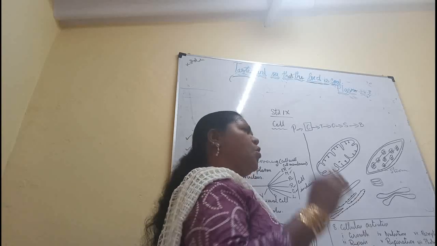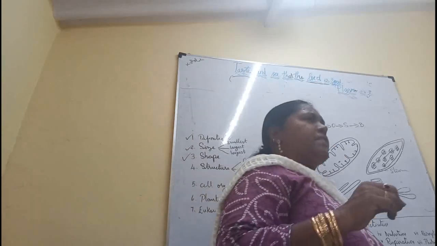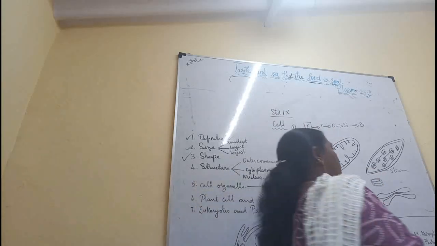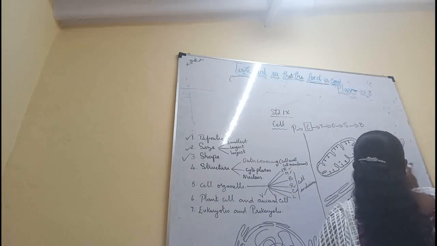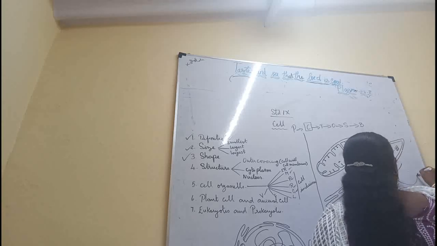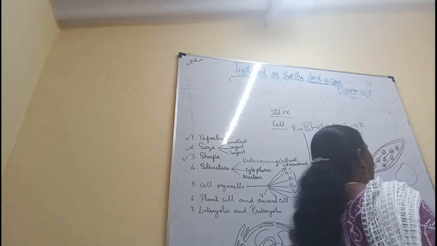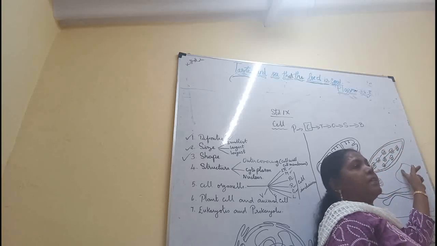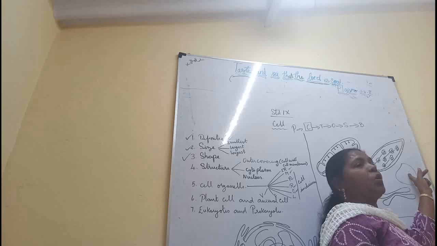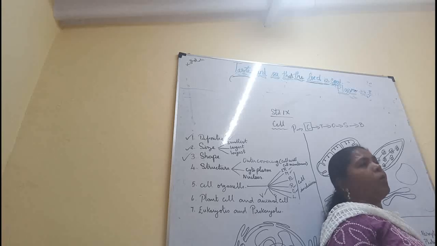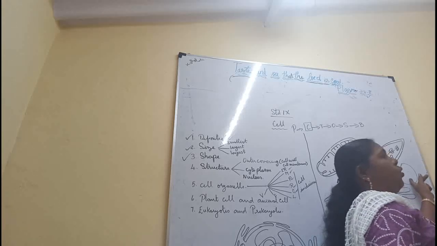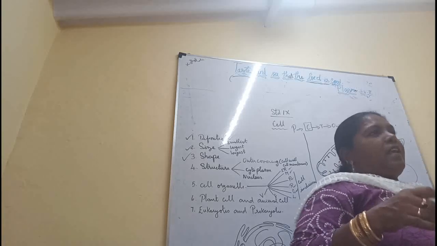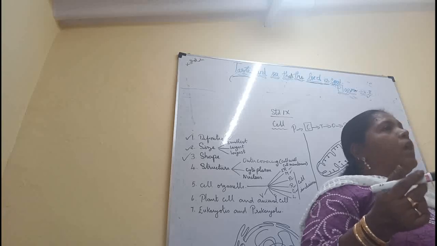Vacuole is present smaller in size in animal cell, but in plant cell it is very large. This vacuole is covered by a membrane called chromoplast. It encloses the cell sac. This vacuole is responsible for water osmoregulation inside the cell, the water content.